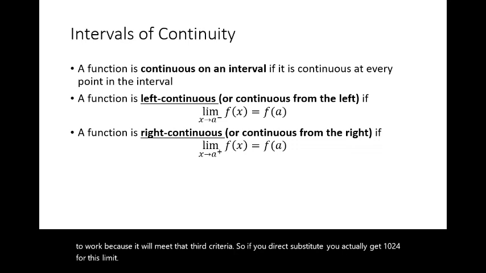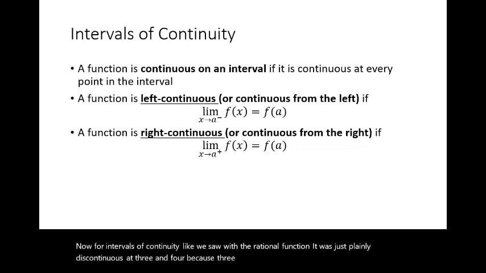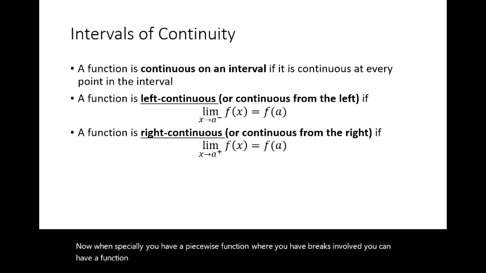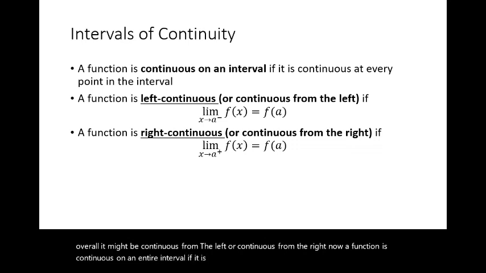Now, for intervals of continuity, like we saw with the rational function, it was just plainly discontinuous at 3 and 4 because 3 and 4 were actually vertical asymptotes. Now, especially when you have a piecewise function where you have breaks involved, you can have a function that is continuous from one side or the other. Even if it's a point of discontinuity overall, it might be continuous from the left or continuous from the right. Now, a function is continuous on an entire interval if it is continuous at every single point in that interval, such as that 4 to infinity interval.